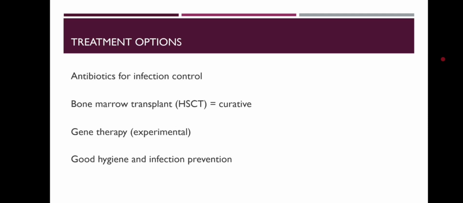Good hygiene and infection prevention. Because infections are a big problem, it's also very important for patients to practice excellent hygiene, like washing hands often, and try to prevent infections as much as possible. This includes good dental care to prevent gum infections. These treatments aim to manage infections and ideally correct the underlying problems with the immune system.